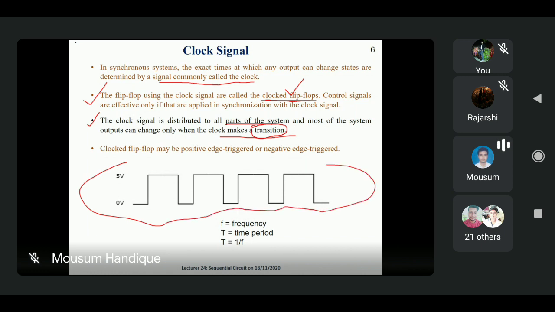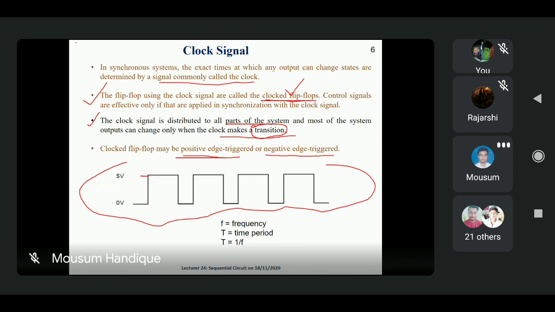When we are using the clock, one edge is called a positive edge triggered and another is called a negative edge triggered. See in this particular diagram, the initial level is 0 volt, and the high voltage may be 5 volt, 3 volt, or 2 volt. It depends on the designer and how they set the higher voltage. So this particular range is called 5 volt.